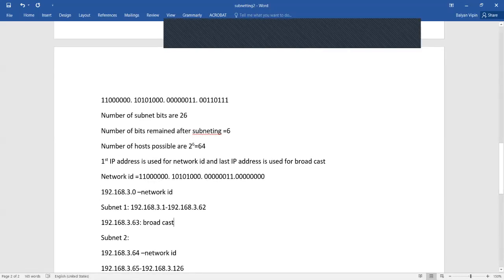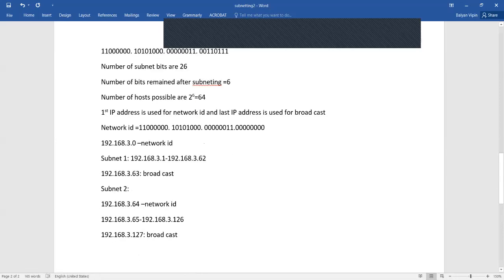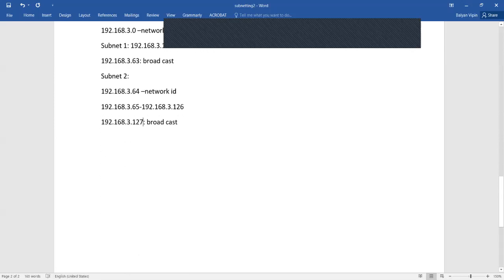Now, what will be the next subnet? The next subnet will start where this subnet ends. So the next will be 64. 64 is the network ID of the next one. And what is the starting point for the hosts? It will be 65, and then you add another 62 to it, so it will go up to 126, and 127 is the broadcast address for this one.